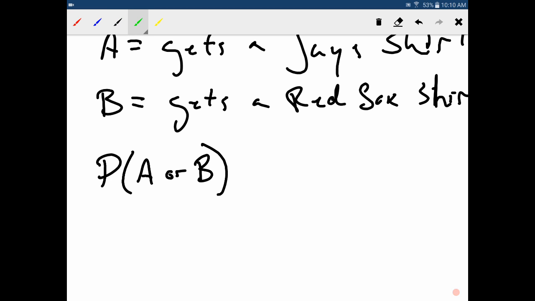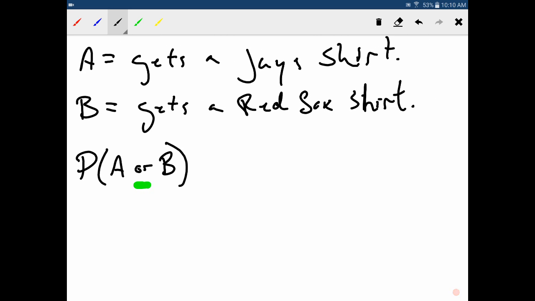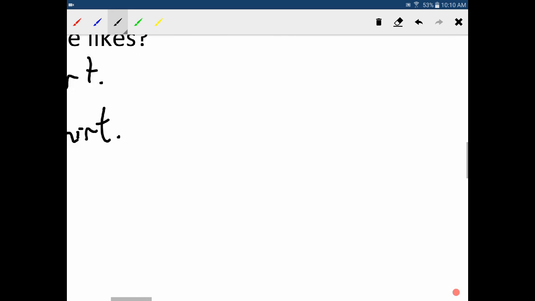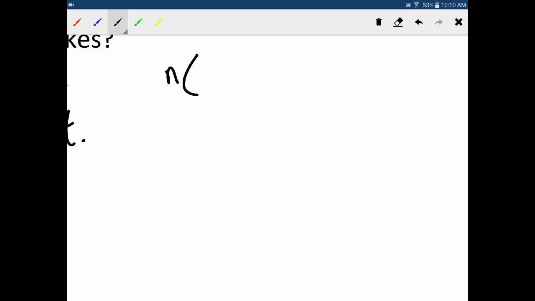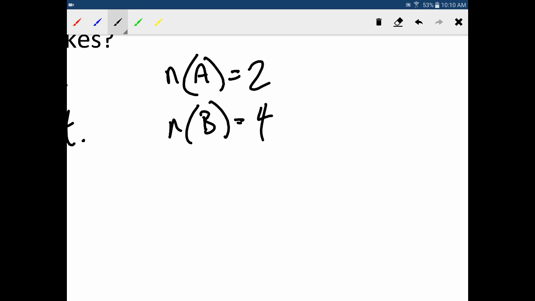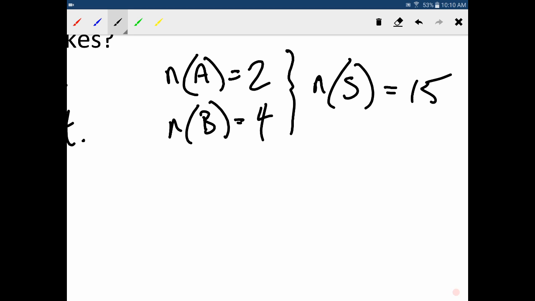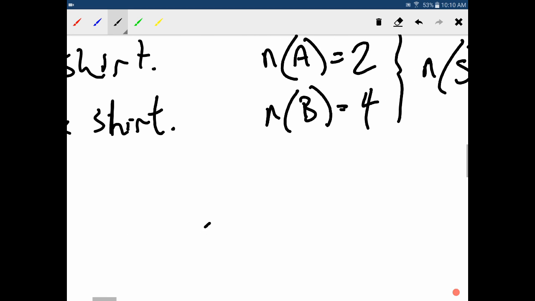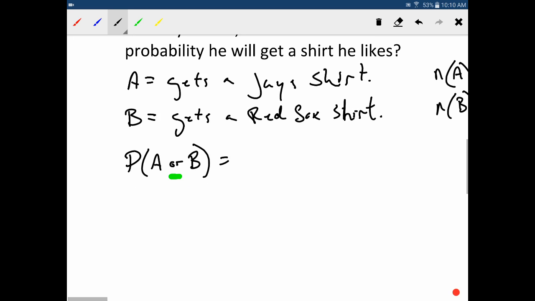You'll notice right off the bat that this is an or question. So there's going to be some throwback to the last unit here. Let's jump off to the side for a second. The number of ways event A can occur is 2, because there were 2 Jays shirts. The number of ways event B can happen is 4, because there were 4 Red Sox shirts. And the total number of outcomes is going to be 15, because there were 15 shirts.